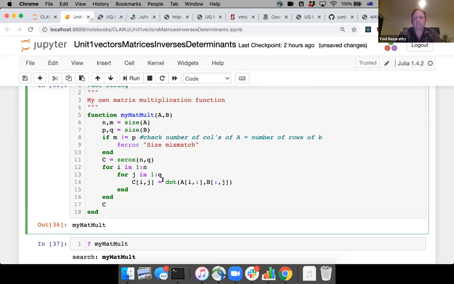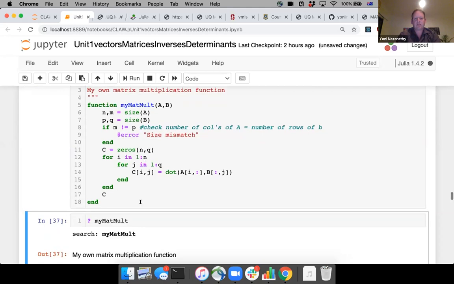Okay. M not equal P. Thank you. Okay, that's what we're doing. And if that's not the case, I'm going to throw an error and the function is going to crash. Okay, so let's just see.